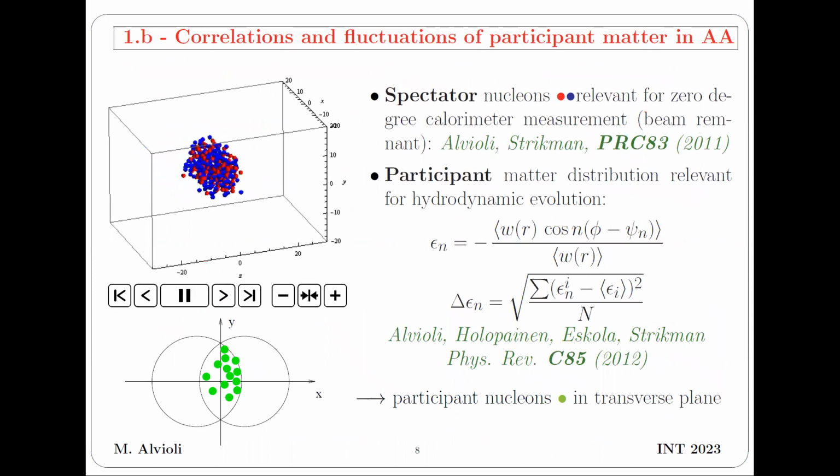So, of course, within Monte Carlo Glauber, we can describe spectator nucleons, and most importantly, we describe participant matter distributions, which is relevant for hydrodynamic evolution. So we calculate moments, and we calculate the dispersion of the moments, and inclusion of correlations into the nuclear configurations mostly has an effect on the dispersion of the moments of eccentricity in particular, and we saw this in this publication.